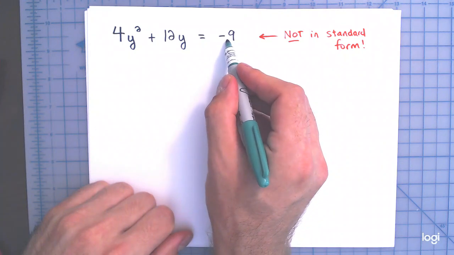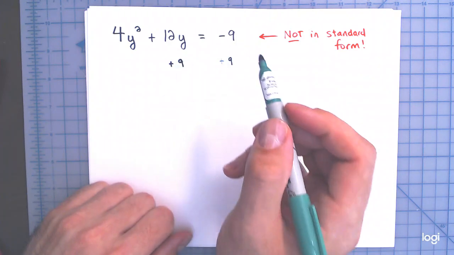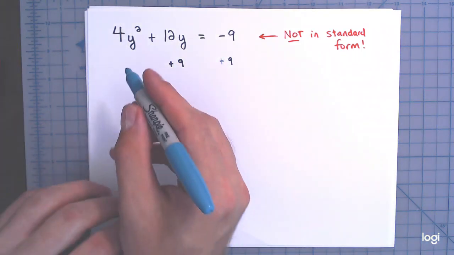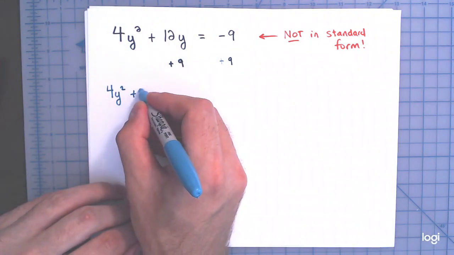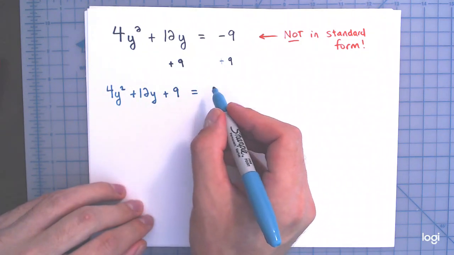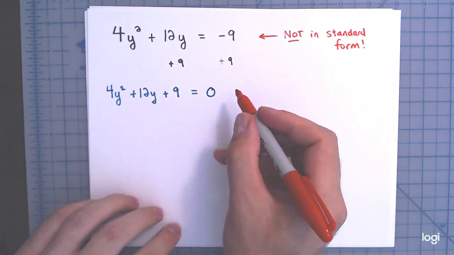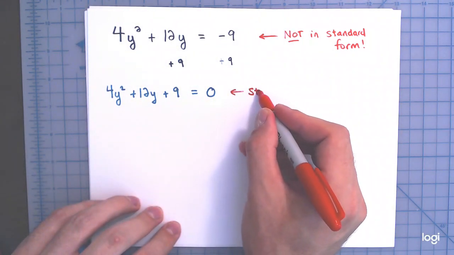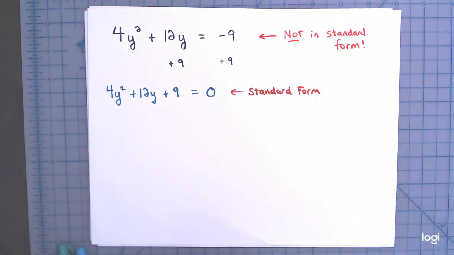All I would need to do is make this side 0, just adding 9 to both sides. And now I have on the left, in descending order, 4y squared plus 12y, then plus 9 equals 0. Now I am in standard form for a quadratic equation. I could use the quadratic formula to solve it, but again, I'm not asked to solve it here. I'm just asked to find the value of this discriminant.